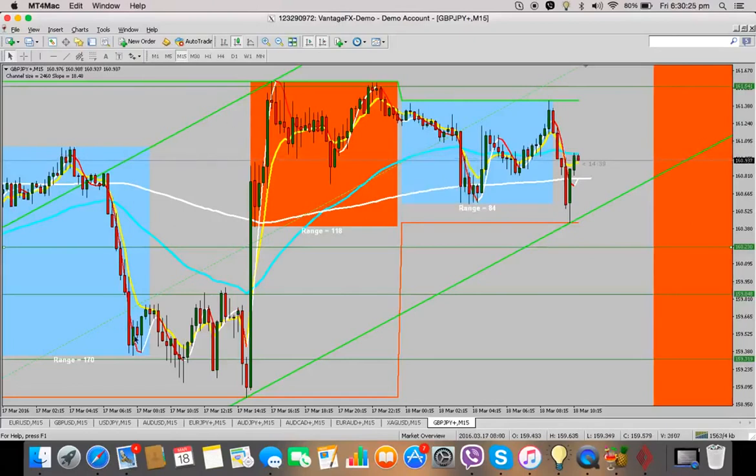If you're seeing this sort of formation on a multi-session, so by that I mean it's going over 2 sessions, Asian London or London New York, that sort of thing, this is almost a sure shot for you. For those of you that did ask me, hey Shiva, how do you trade Forex off of this? This is how. Okay, this is how I do it.